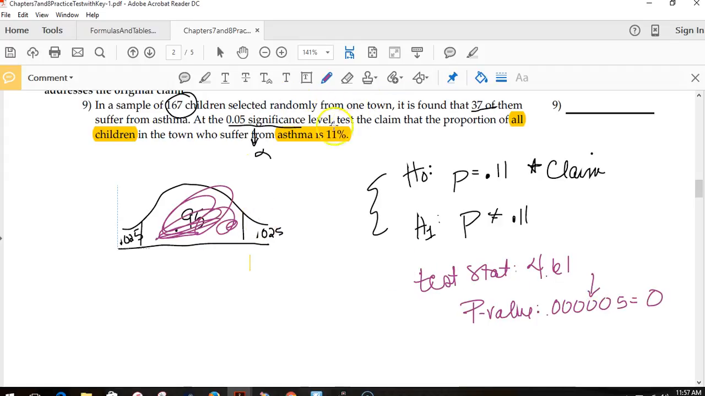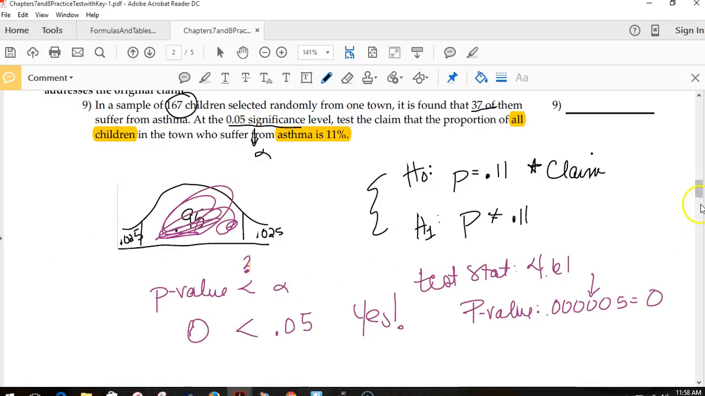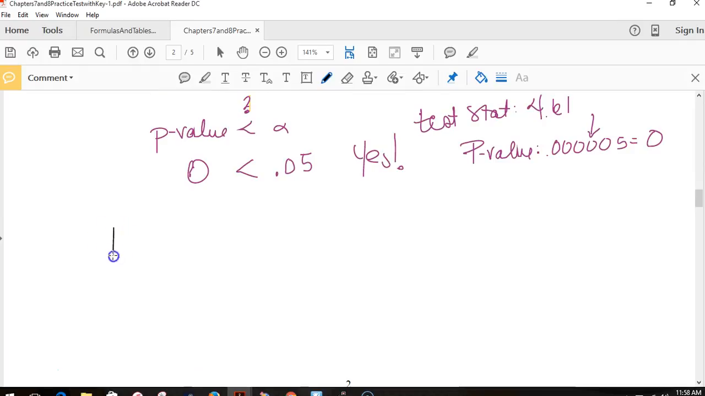So now we have to test this claim so that we can come up with a conclusion. Is the p-value less than alpha? That's the question. P-value is a 0. Alpha is a 0.05. Yes. 0 is less than a 0.05. If your p is low, the null goes. So we are going to reject the null.